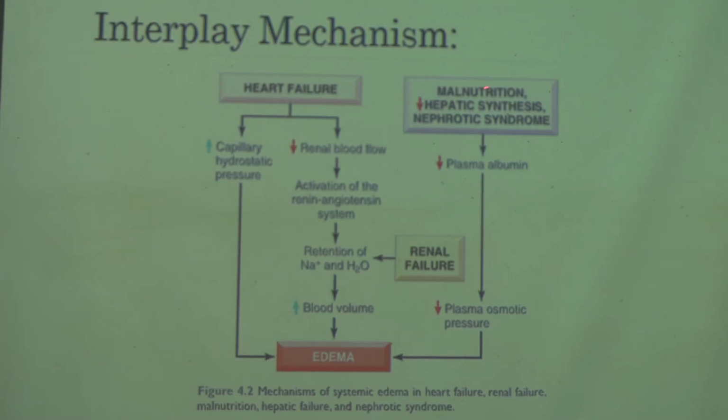Then in malnutrition, reduced hepatic synthesis and nephrotic syndrome, they will be reduced. What will be reduced? It's written here. Plasma albumin will be reduced with reduction in the osmotic pressure resulting in edema. So remember, the edema associated with renal failure is associated with two conditions. One will be sodium water retention and another is going to be reduced proteins.